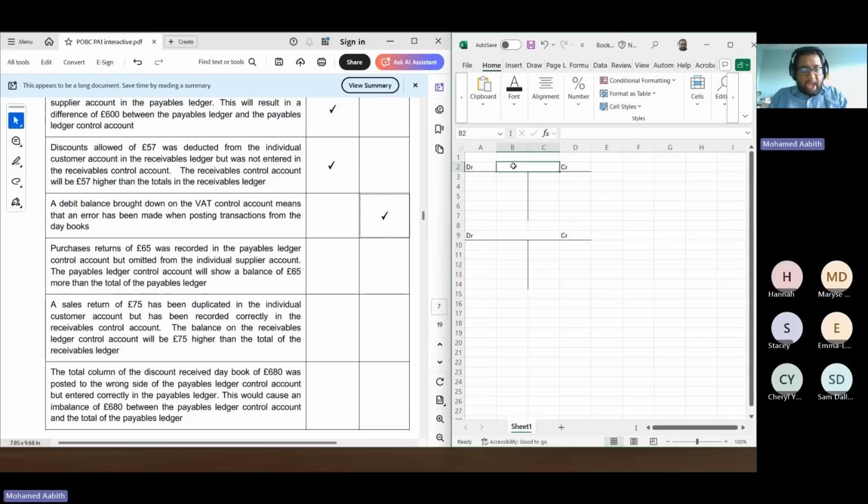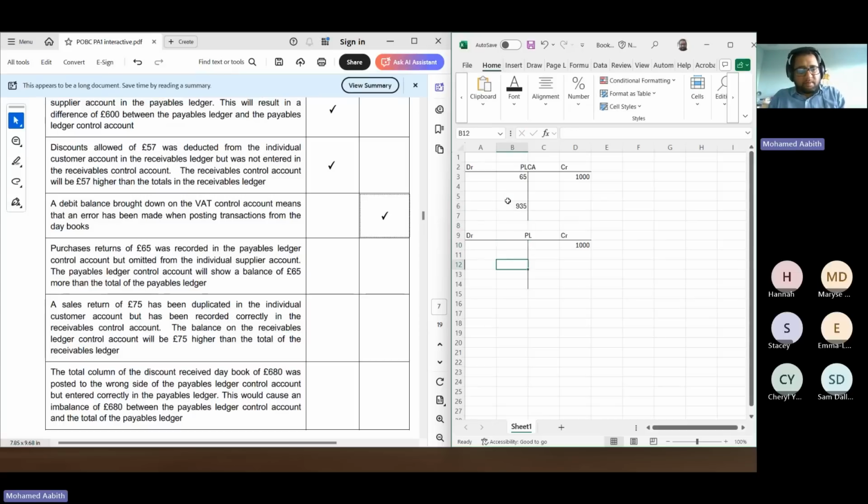So let's say here, payable ledger control account and payable ledger. Let's start with the original balance we intended to use earlier, £1,000 on the credit side, because they're both liabilities. So the purchases return is recorded on the payable ledger control account. Here they have done £65, but they have omitted it from the payable ledger. And therefore, the new balance here is £935.